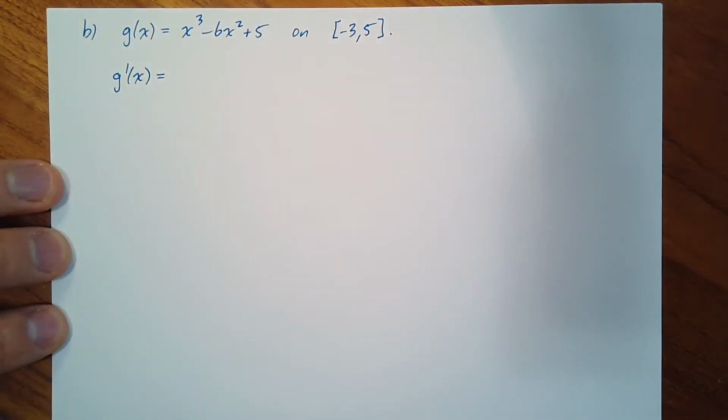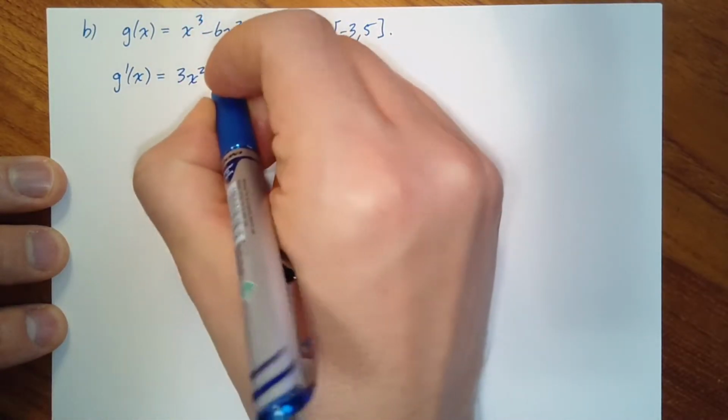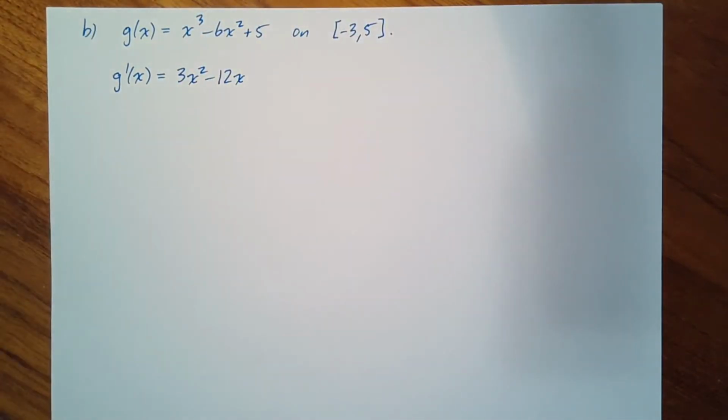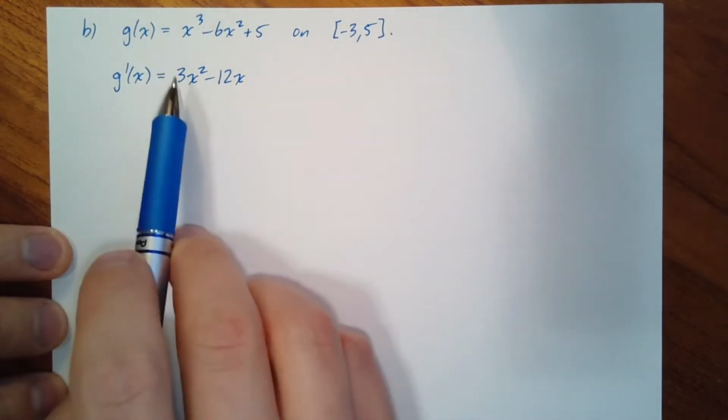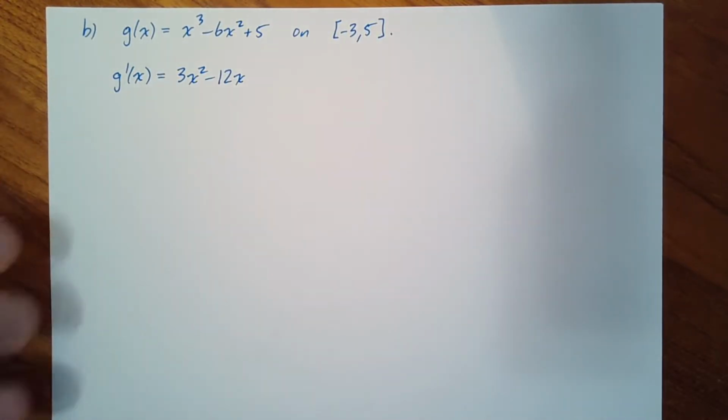So you use the power rule on each term here. You're going to get 3x squared minus 12x, and we want to find out where that is equal to 0 or undefined. That's how we're going to find the critical numbers. Since this is a polynomial, it's defined everywhere, so there won't be any type 2 critical numbers, just like our previous example. We are going to look for type 1 critical numbers.